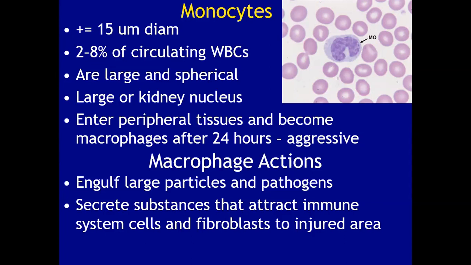After it exits the bloodstream, it becomes a macrophage. And then it is a big eater. It will consume tremendous numbers of bacteria, okay? It's got those lysozymes or lysosomes inside that can tear them down once we move them into the macrophage. Okay. They also can secrete substances that attract immune system cells. We'll talk about that. We'll get to the immune chapter. And also fibroblast cells, which will come in and start cleaning up all the connective tissue damage and things like that we've got.